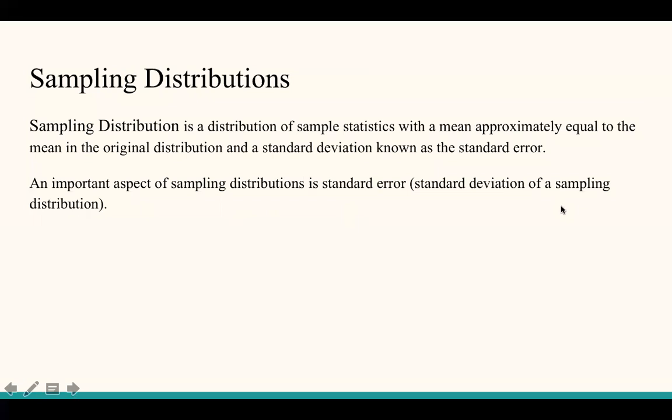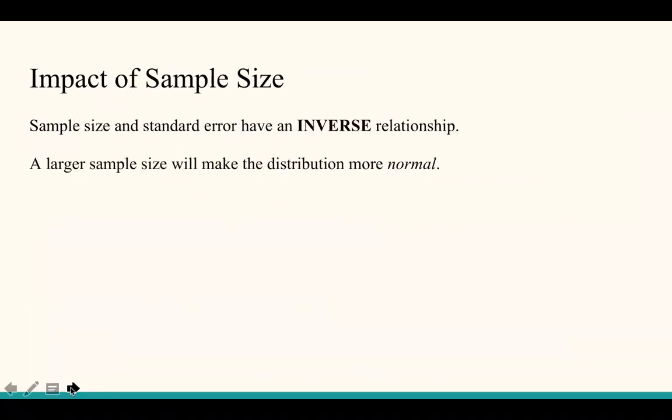So a sampling distribution is a distribution of sample statistics with a mean approximately equal to the mean in the original distribution and a standard deviation, which is known as a standard error. So something important to remember about sampling distributions is that the standard error is similar to the standard deviation of a sampling distribution. So just remember that.